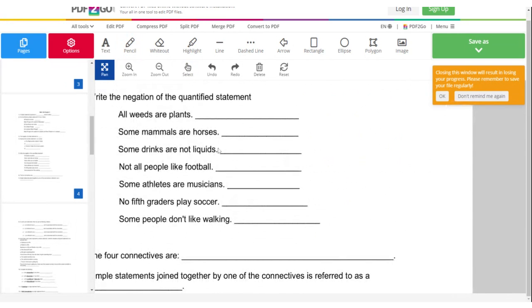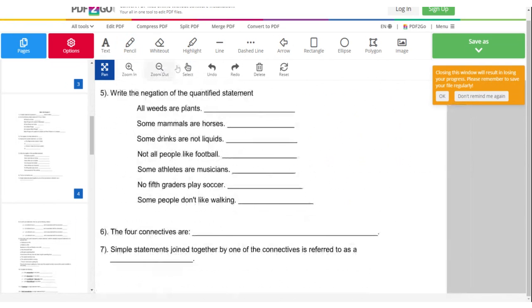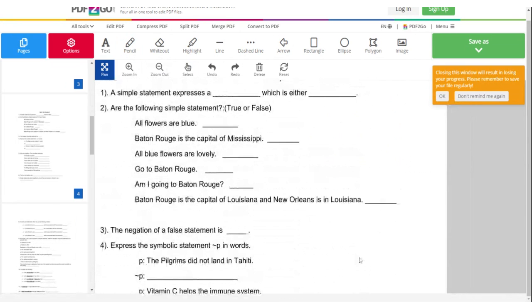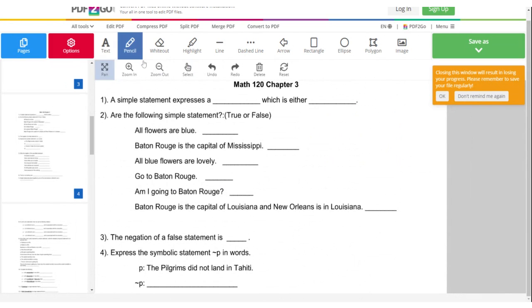Remember, a statement has got to be either true or false. If it's ambiguous, or if it's a question, then we can leave out that one. But it says simple statement, so this is not a simple statement, it's a compound statement. This is also a command, so it's not a simple statement. This is true, this is true, and this is true.